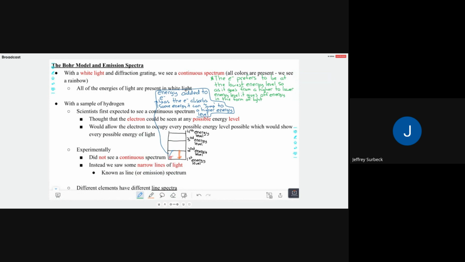And so the final thing I want to make here with this stuff I've been writing in green is that the energy of the light given off is equal to the difference in energy between those two energy levels.